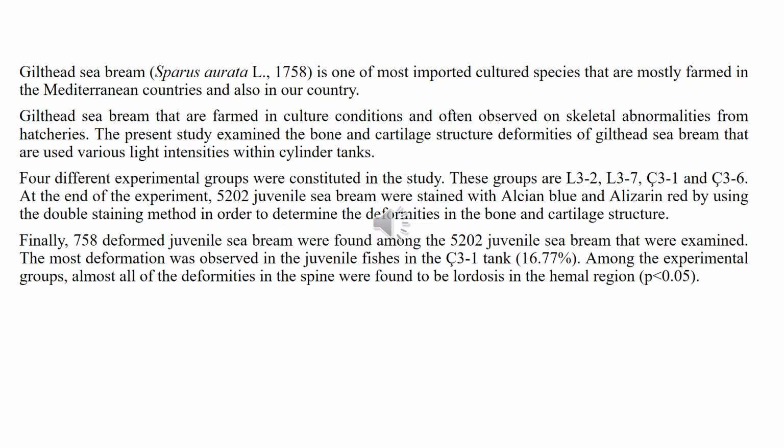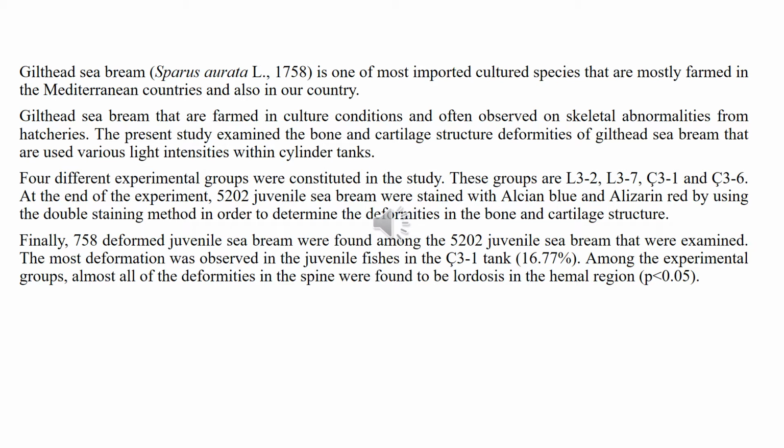Four different experimental groups were constituted in this study. These groups are L3-2, L3-7, C3-1 and C3-6. At the end of the experiment, 5,202 specimens were stained with alcian blue and alizarin red by using the double staining method in order to determine the deformities in the bone and cartilage structure.